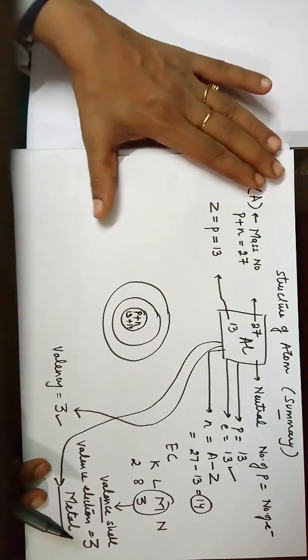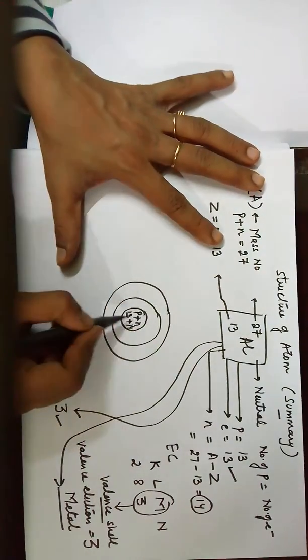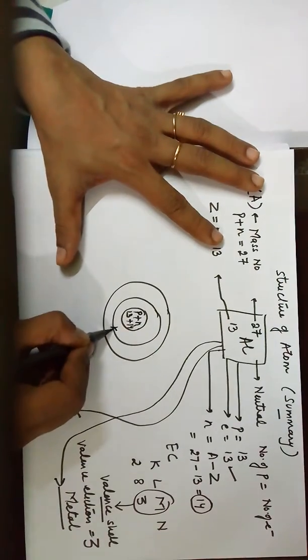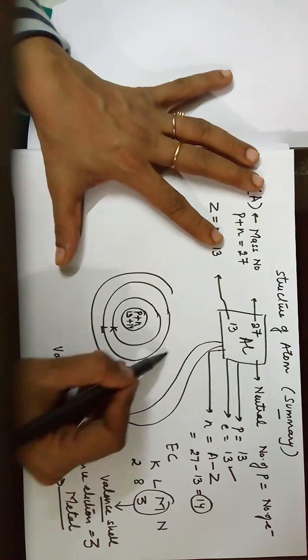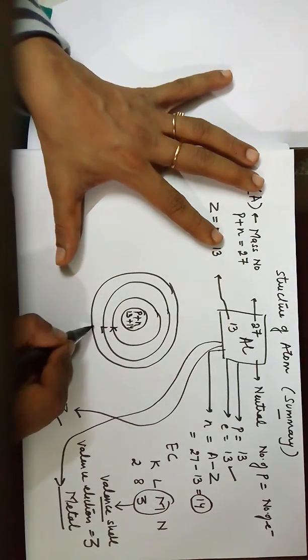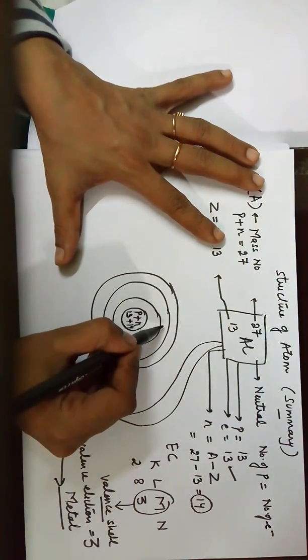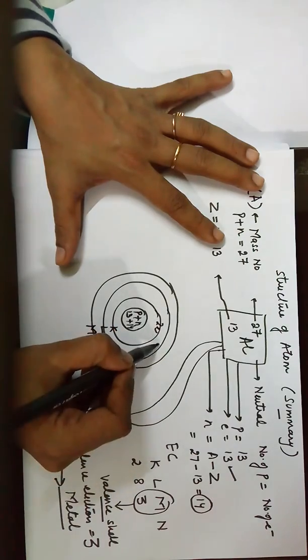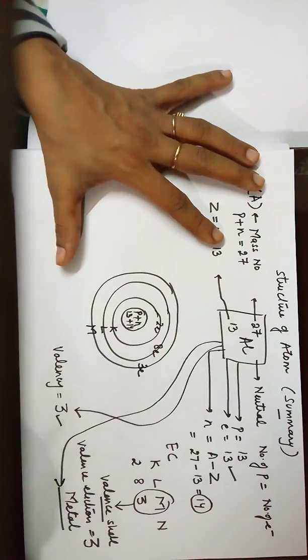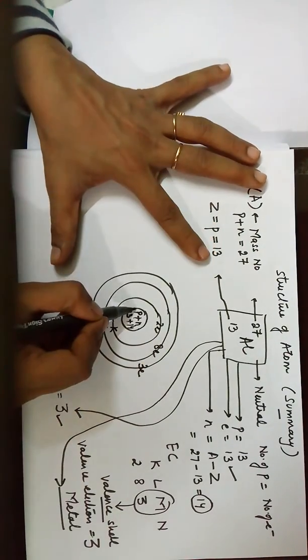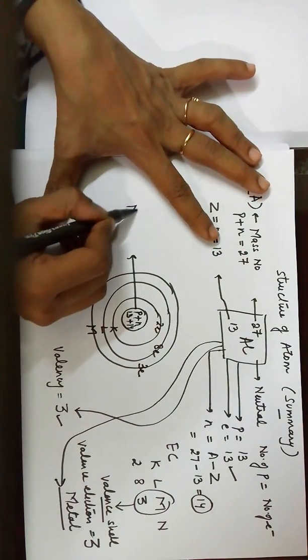Rest is left the structure of the atom. This is your nucleus, this is your K shell, this is the L shell, and you need the M shell also due to the electronic configuration. This is your M shell. You have 2 electrons here, you have 8 electrons here, and you have 3 electrons here. While this is called the nucleus.